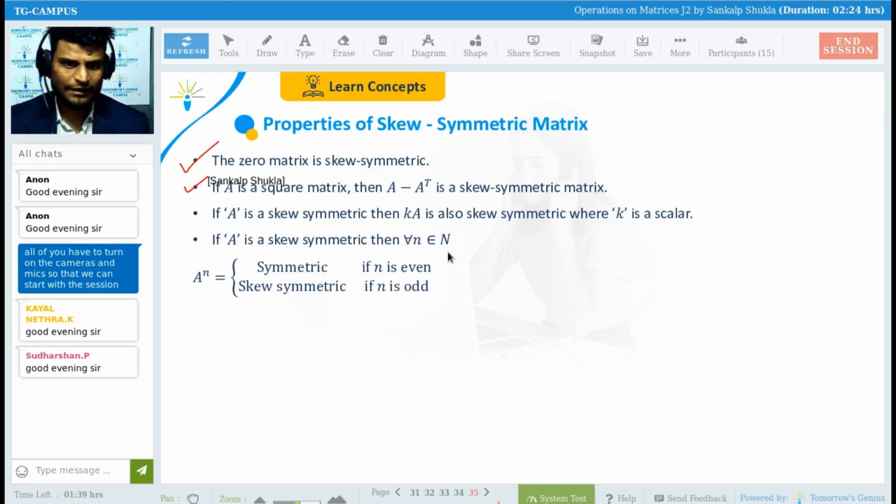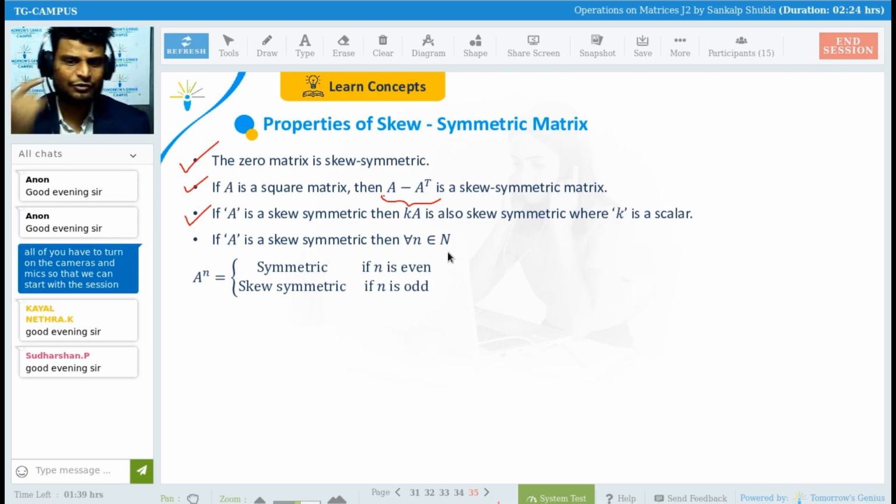Now, if A is a square matrix, then A minus A transpose is a skew symmetric matrix. I've told you, if A is a square matrix, then A plus A transpose is supposed to be symmetric, but A minus A transpose will be skew symmetric. And if A is a skew symmetric matrix, then kA will also be skew symmetric. Same properties are there, just a minor difference.